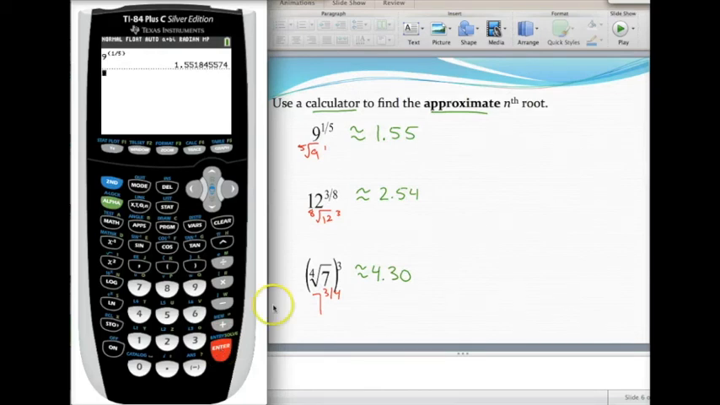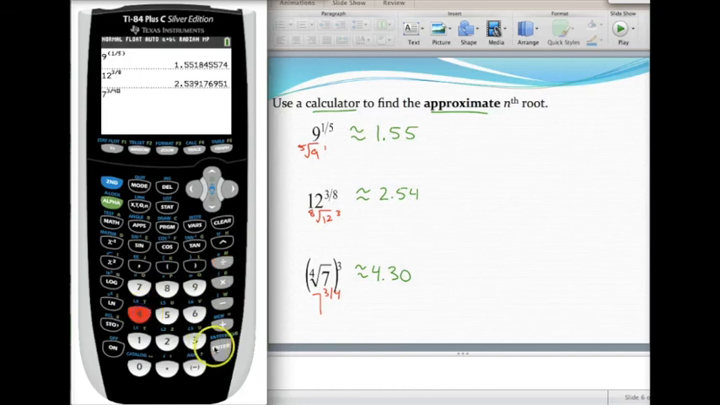So again, for 12 to the 3/8 power, I'm just going to enter in 12 raised to the power. If you have one of these newer calculators like I have, we don't need to use parentheses. However, to be on the safe side, if you're not sure, I would just use those parentheses just in case. And so there's where the 2.54 came from. And then finally, we had talked about how to rearrange this final expression into something that has a rational exponent. I think that's easier to type in. So again, I'm just going to type in 7 raised to the 3/4.